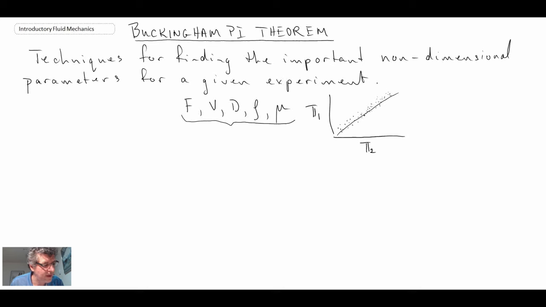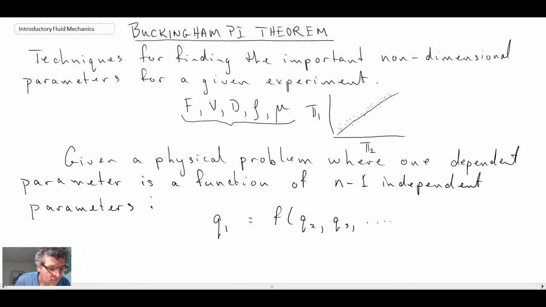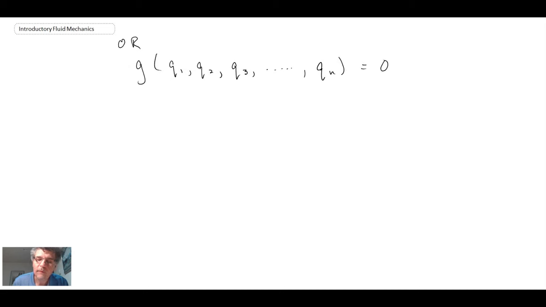So we're going to begin with a generic scenario where we have some functional relationship. Imagine we have a number of parameters, and we have parameter Q1, which we will call our dependent parameter, and then the independent parameters are Q2 through Qn minus 1. So let's imagine we have that scenario, or we could rewrite that in the following manner, as another functional relationship yet to be determined.